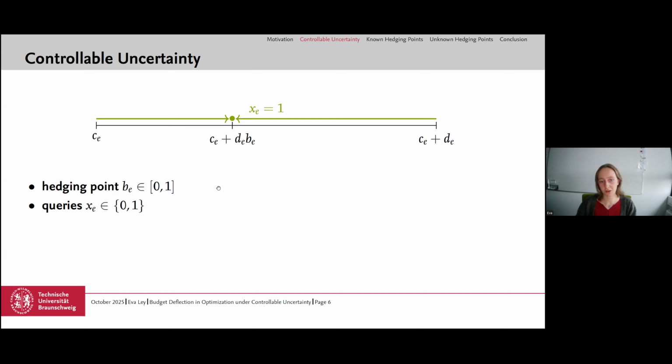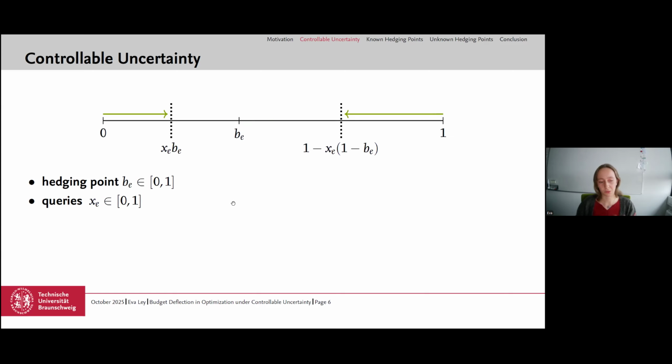Now, this might be a too strict scenario or dependency in some settings, so we want to relax this assumption that queries were 0 or 1 to be also fractional values in the 0-1 interval. And then the interval should be reduced accordingly so that the upper bound increases to x_e times b_e, and the lower bound is decreased to 1 minus x_e times (1 minus b_e), where this 1 minus b_e is simply the size of this remaining interval.